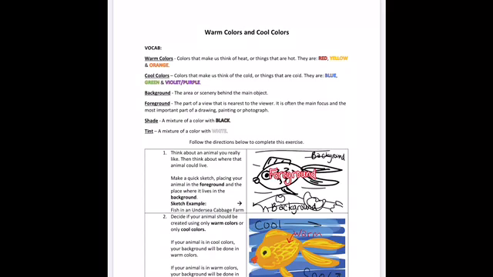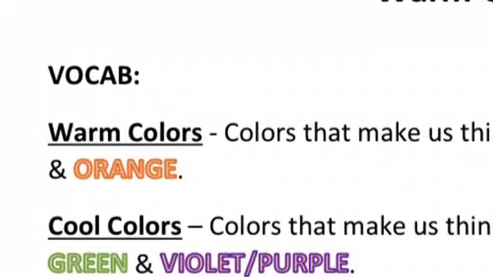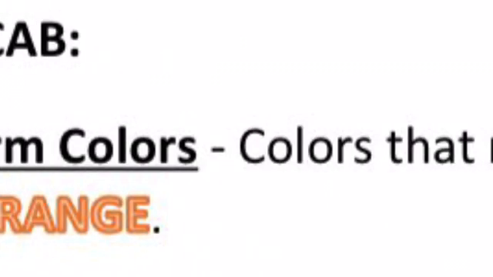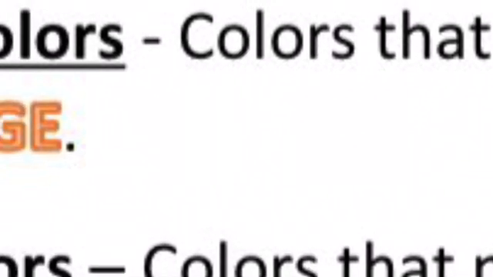Vocab is short for vocabulary, and vocabulary words are new words that help you understand things that you might be learning about. Our first vocabulary word is warm colors. Warm colors are colors that make us think of heat or things that are hot. And they are red, yellow, and orange. If warm colors make us think of things or places that are very, very hot, can you think of some things or places that are very hot?